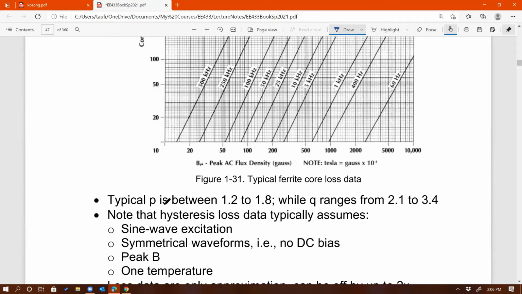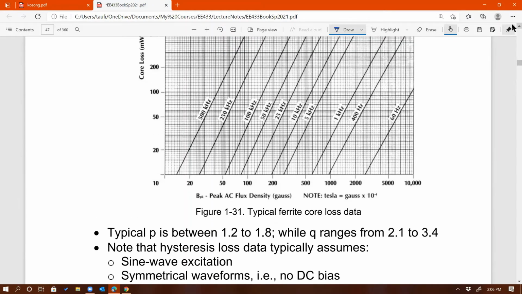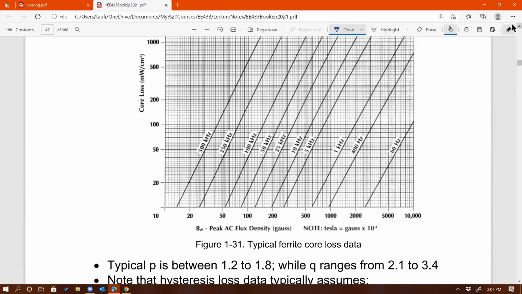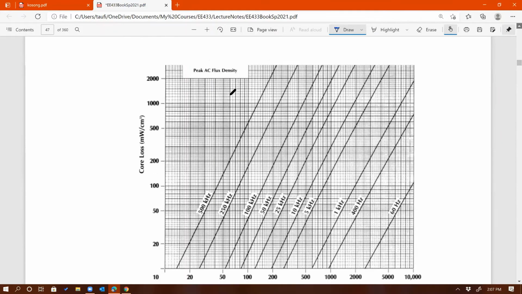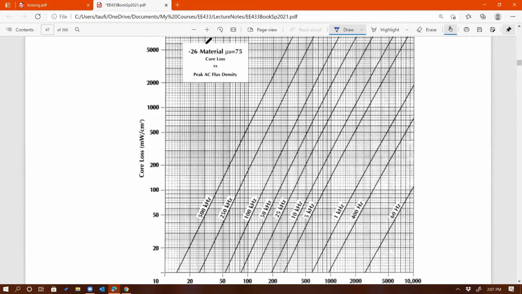All right. So typical P is between 1.2 to 1.8, while Q ranges from 2.1 to 3.4, again depending on the materials used for the core. Does that answer your question? Yes, thank you. Yeah. So again, this is an example where we have this particular material, okay?